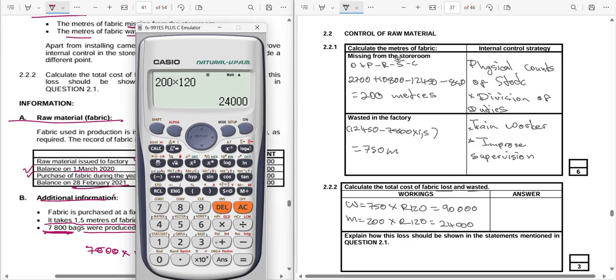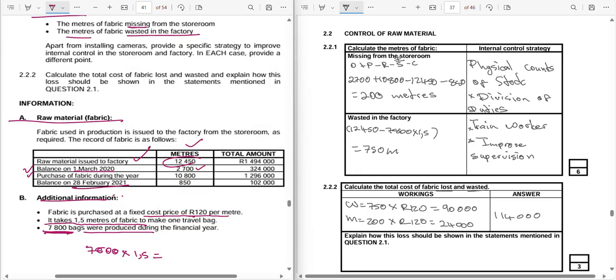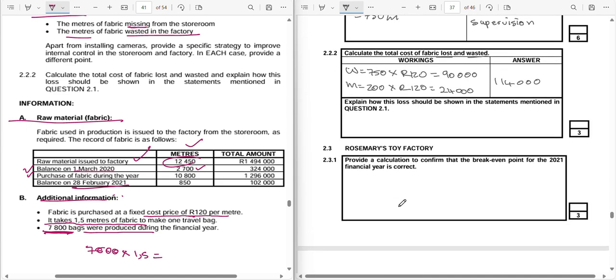So when we add the two, we must get the total, because they want total. I did that separately so that you never know, they might want only the cost for wasted. So if they say the selling price for wasted, you multiply by the selling price. So now we're done with this part, so we go to the next one.